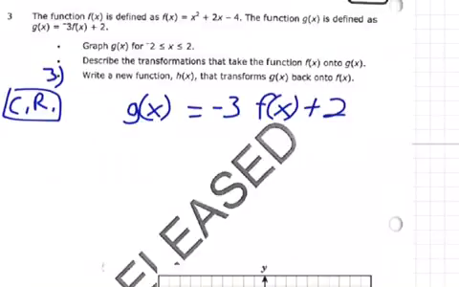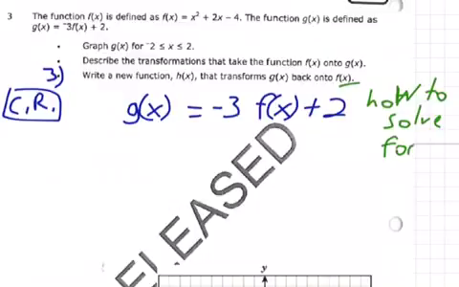All right, the third part of number 3. Write a new function h of x that transforms g of x back onto f of x. Now this one is as simple as we need to figure out how to solve for f of x. Because we want to go from g of x back to just f of x. So what are the steps I would do? Well, I want to get f of x by itself, so I would subtract 2 first.